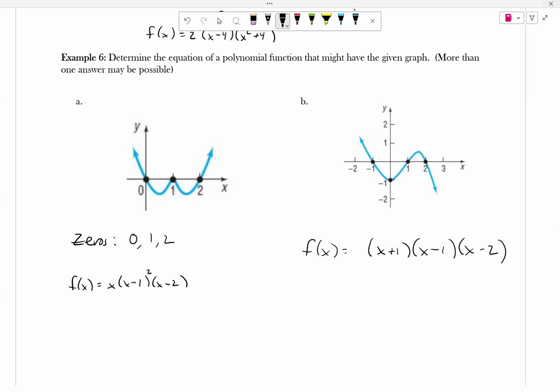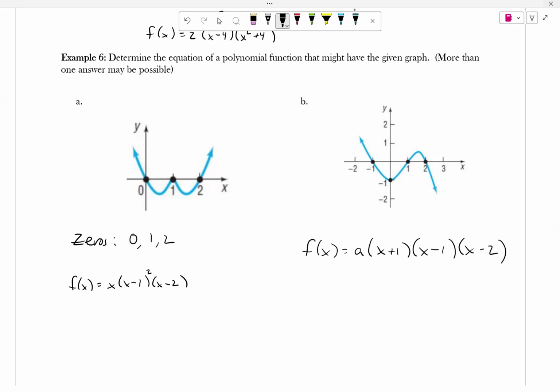Now, by the way, we do kind of care about the y value. What if this were all flipped over? Then you just have to make it negative, but we don't care specifically, but we do want the behavior to be the same. And here we do care that the y-intercept is -1. So what do we do?